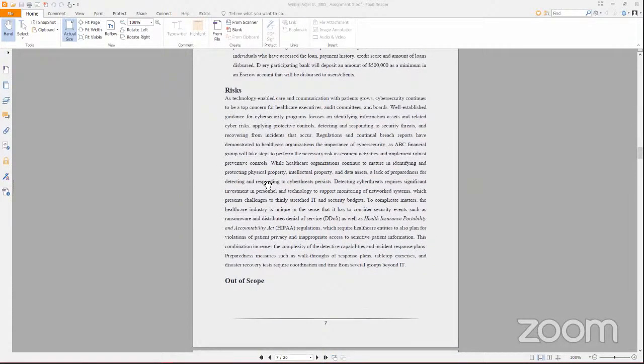For our risk, we have here cybersecurity. So briefly, ABC Financial Group will invest in high-end technology to support monitoring of network systems. So we will also adhere to patient privacy policy and have prepared measures for incident response plan.